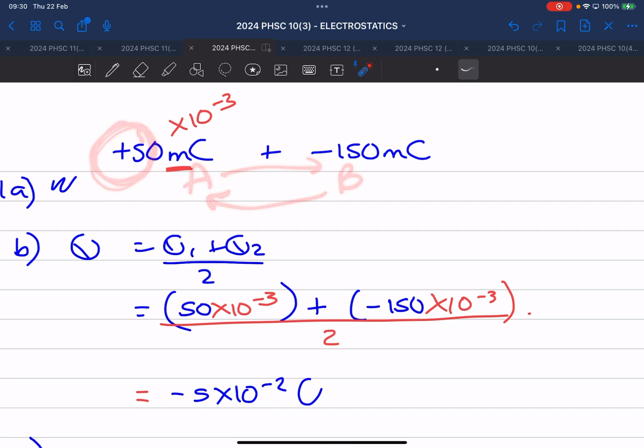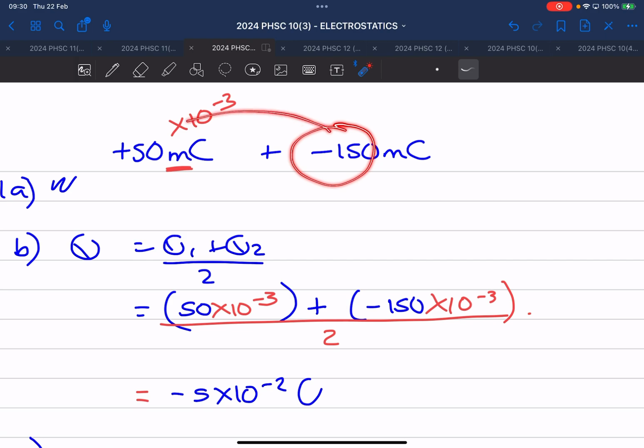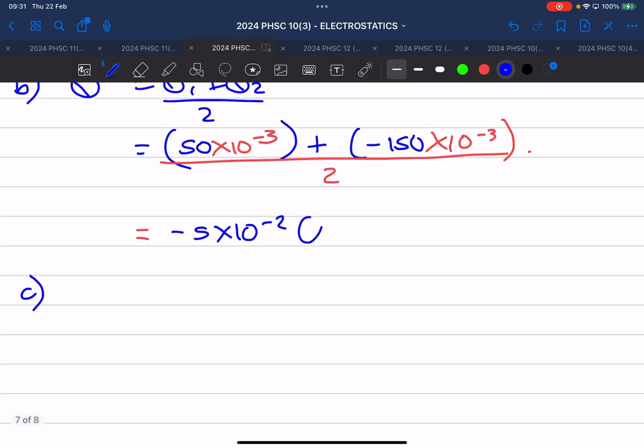This one is positive. It means it has a shortage of electrons. This one has an excess of electrons. So the electrons were transferred from this one to that one. And they want to now know how much were transferred. All right. So when you do that, how much? So the number of electrons transferred. This is a formula that is not on your data sheet.